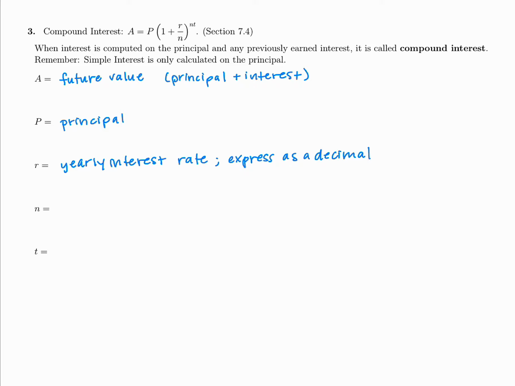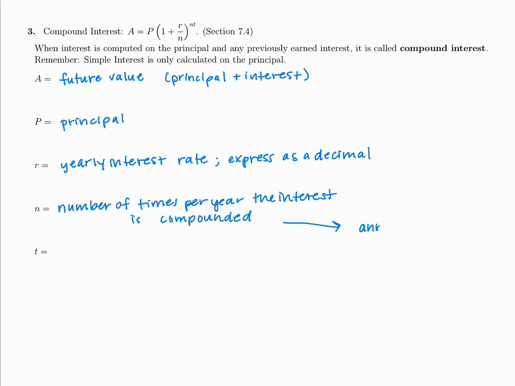N, this is new. This is new for compound interest. This was not part of the simple interest definition. This is the number of times per year that the interest is compounded. And we'll talk about some words that come up here. So let's kind of come to the side for a second.